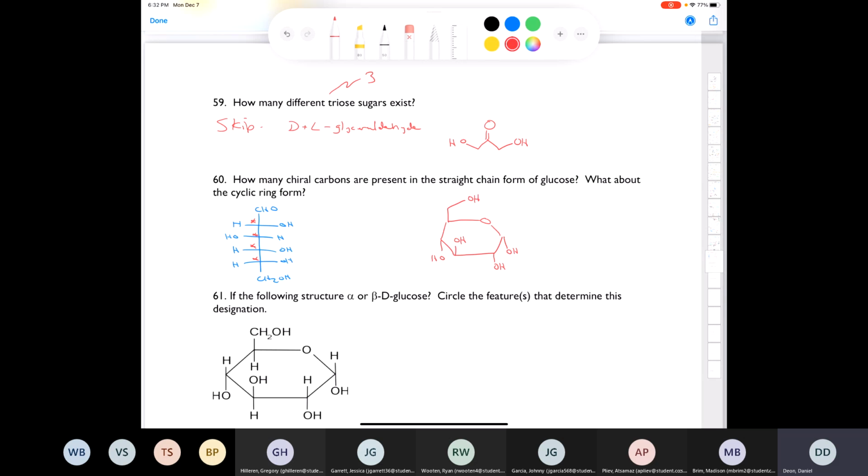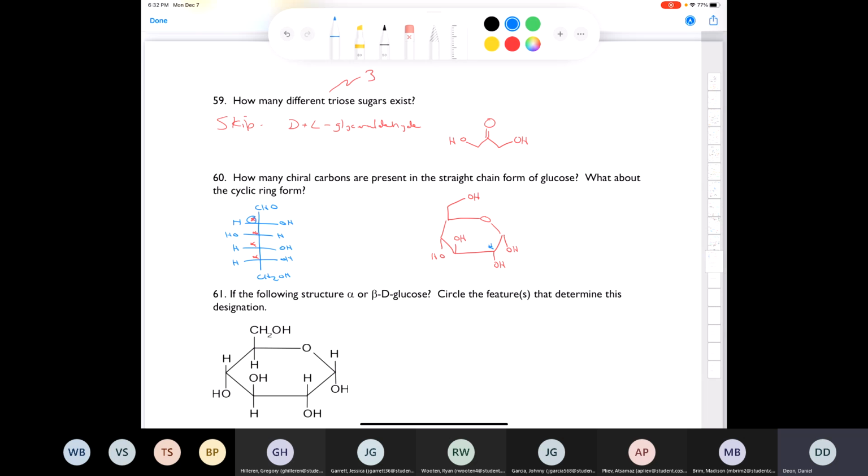Well, if you label all the chiral carbons here, you have one here, which is this one. You have one here, which is this one. You have one here, which is this one. Okay, we also have one right here. And then we also have one here. And so we have a total of 5 here. We have 4 here, and we have 5 over here.